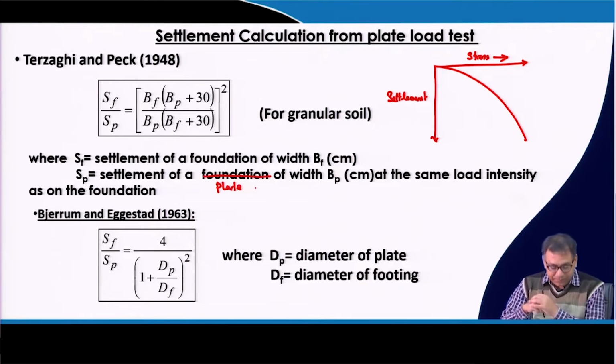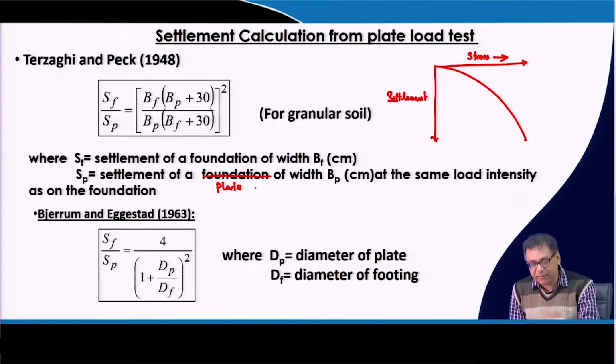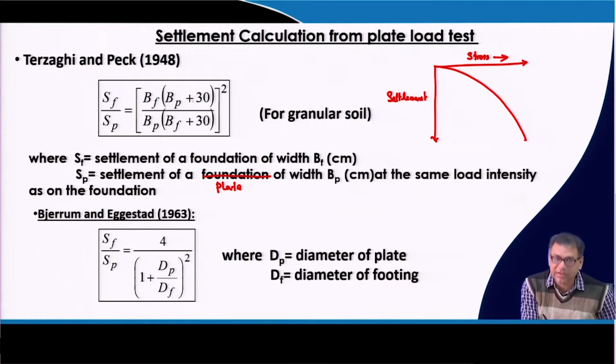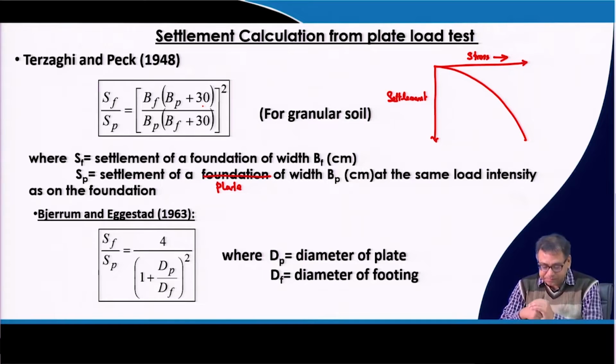Okay, SP is the settlement of a plate with width BP at the same loading intensity as on the foundation. That means SF is the settlement of the foundation with width BF, and remember that BP, BF, BP all are in centimeters, then only you can write 30. So, this 30 you can write if the dimensions of the plates are in centimeters.